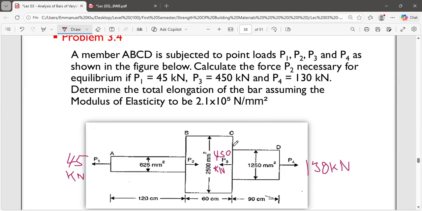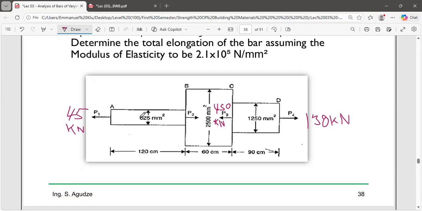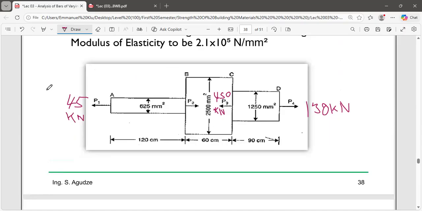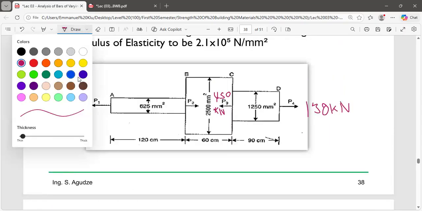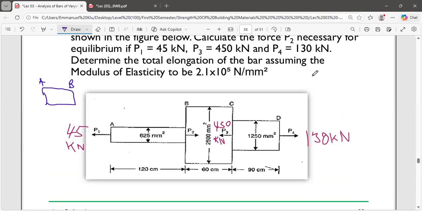So they say we should determine the total elongation. But if you want to draw this first one in three segments and analyze it, how should it become? So let me draw the first one over here, and then let's talk about it. So this is AB. Now let me put, let's say, BC over here.